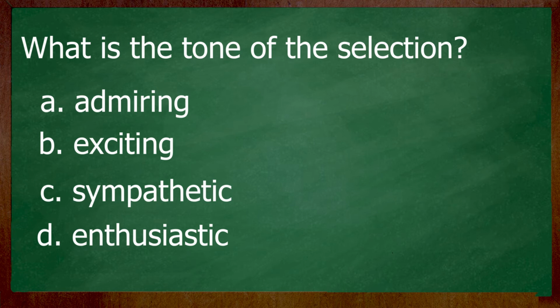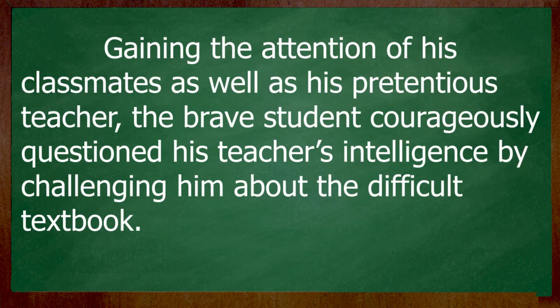The author is expressing an admiring tone. We can infer this through the author's word choice in regards to the student. We can tell the author is on the student's side because the student is described as brave, while the teacher is described as pretentious.